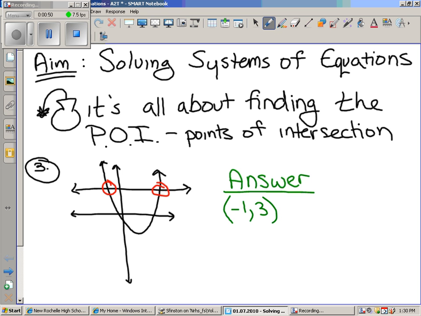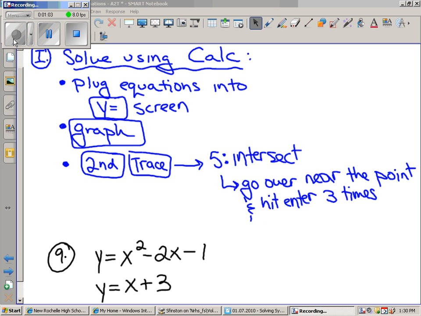-1, 3, what else? And 3, 3. Do you see them on the sheet? Right? That's the answer to it. It's that easy. Guys, of course it's not that easy forever in here.